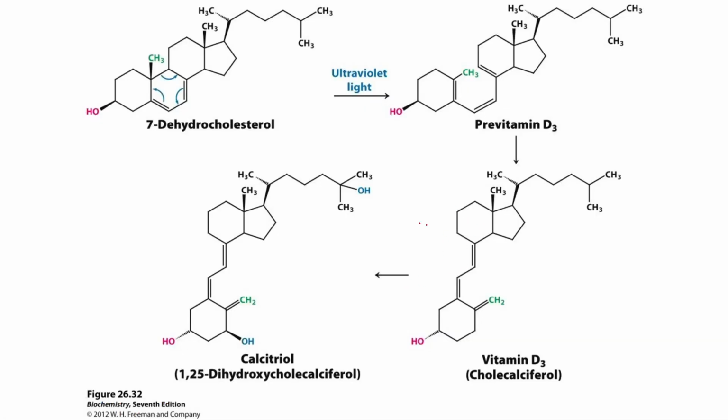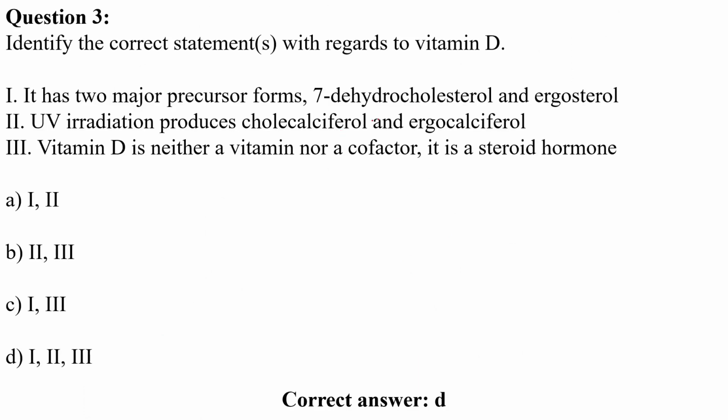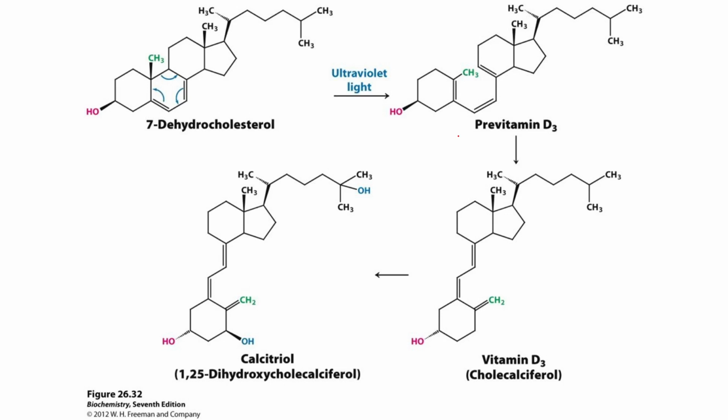So this is the active form of vitamin D, and this is how vitamin D is synthesized. It's not a vitamin or a cofactor, it's actually a steroid hormone, and it has two precursors. You have to remember the names of the precursors at least, and you have to remember that vitamin D cannot be gained by any dietary supplements. You have to get sunlight exposure in order for our body to synthesize vitamin D. I hope this is clear.